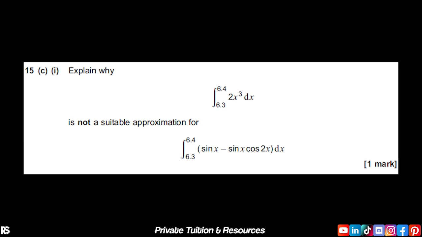C part 1 asks us to explain why the integral from 6.3 to 6.4 of 2x cubed dx is not a suitable approximation for the integral from 6.3 to 6.4 of sin x minus sin x cos 2x dx. We cannot use the approximation because the limits are too large. The approximation from part A is only valid for values close to 0.